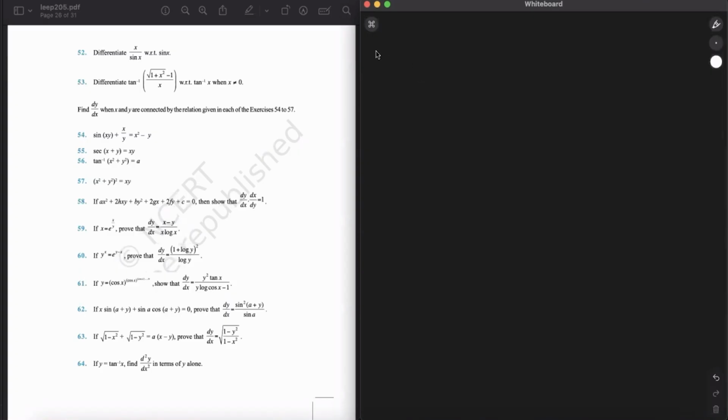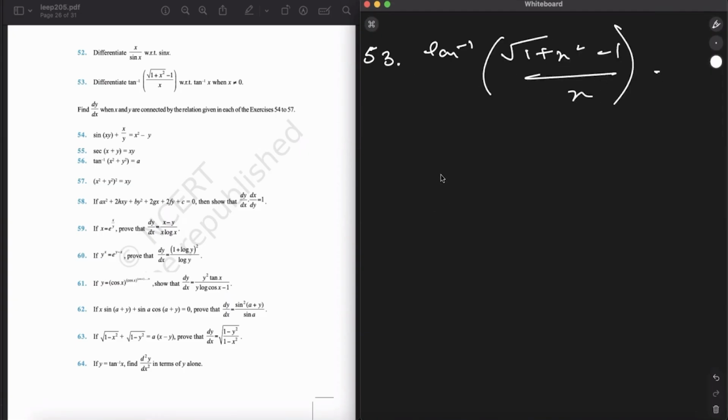ठीक है. 53rd. दिया हुआ है tan इनवर्स अंडर रूट 1 प्लस एक्स स्क्वायर माइनस 1 अपॉन एक्स, और इसको डिफरेंशिएट करना है विद रिस्पेक्ट टू tan इनवर्स एक्स. तो फिर से वैसे ही करेंगे. ये हो गया y और z हो गया tan इनवर्स x, और हमें बस बताना है उसको dy बाय dz.